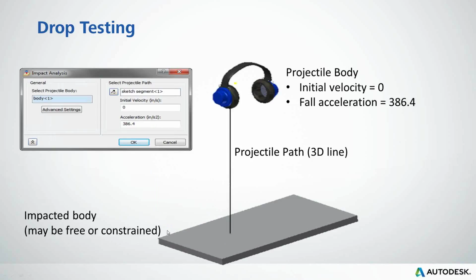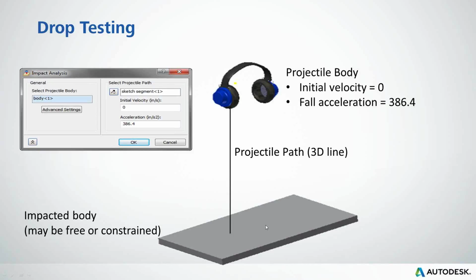So in the automatic method, it's a very simple form. You get to pick the projectile body, in this case the headphones. You have a projectile path, and generally what we suggest is you take a point roughly where it's going to first impact and draw that line down to a point on whatever it's going to hit. Now, this impacted body down here, in this case, I think I had forgotten to constrain it, so when I ran this analysis, the headphones ran down, hit this, and then this sort of flew away and the headphones went back the other way.